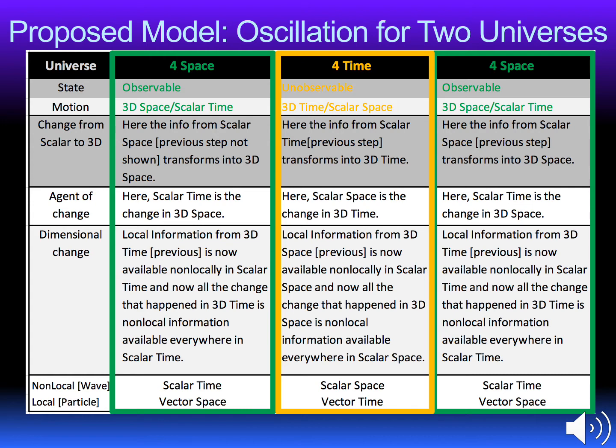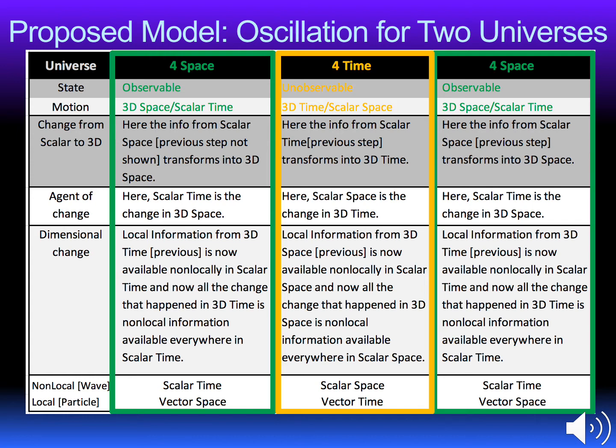In 4-space, that's the universe that we're familiar with. So that's the observable universe. And when it oscillates into 4-time, that's the unobservable universe. And then it will flip back again to 4-space, which is observable again. The motion in 4-space is 3-dimensional space divided by scalar time. That's a motion that we're familiar with. In 4-time, it's 3-dimensional time divided by scalar space, or the inverse of motion, scalar motion in 4-space.